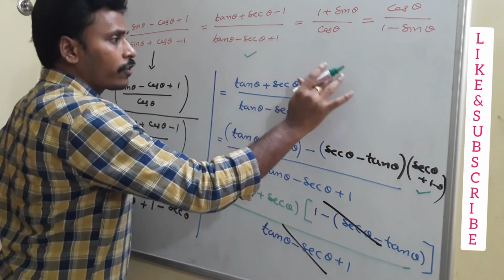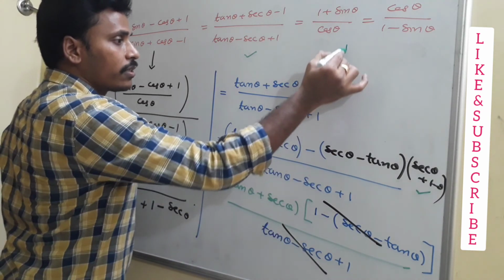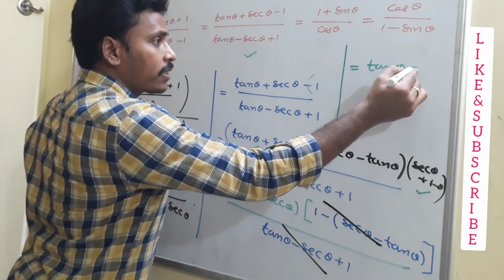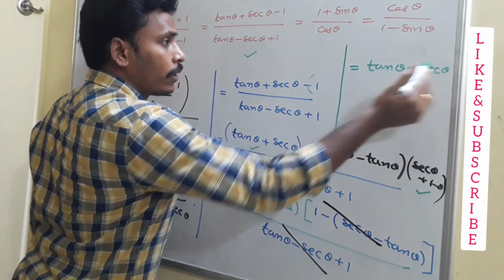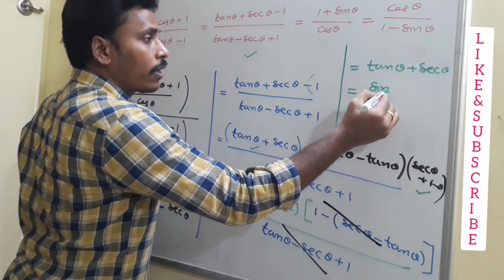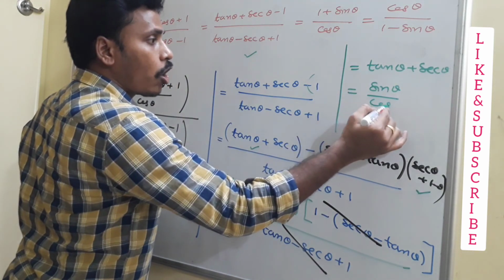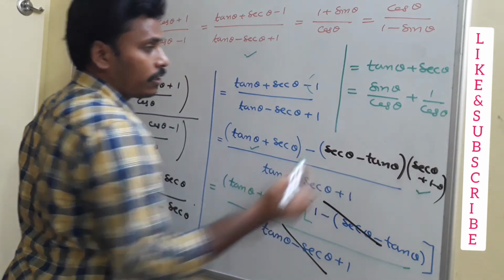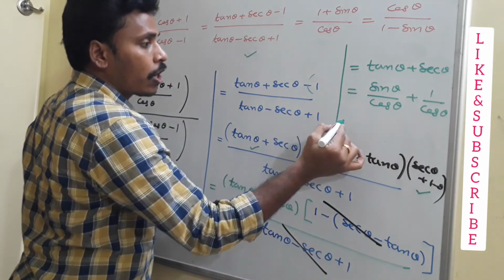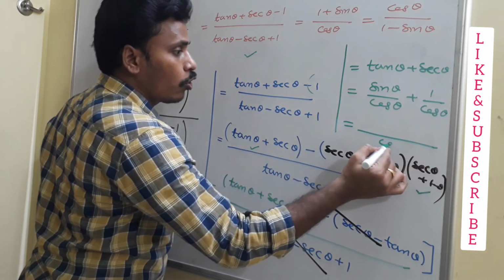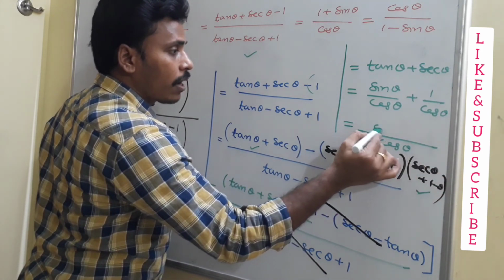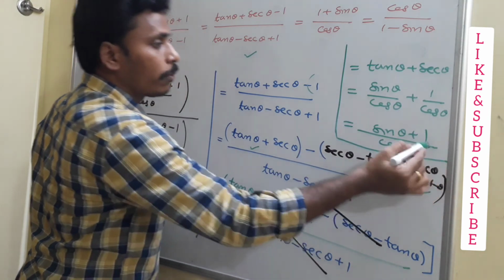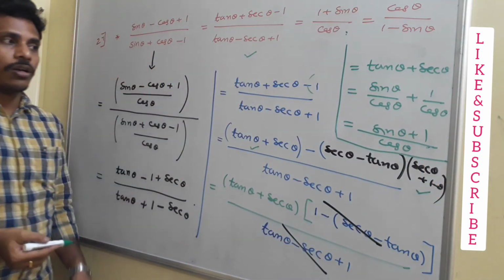Next step, because of the space concern, I am going to write here. See, next step I am left with tan theta plus secant theta. And tan theta is nothing but sin theta by cos theta, plus secant theta is nothing but 1 by cos theta. Now look at these two terms. Cos theta is a common thing, so cos theta is common, and in the numerator we have sin theta plus 1. And there is the proof, 1 plus sin theta by cos theta.